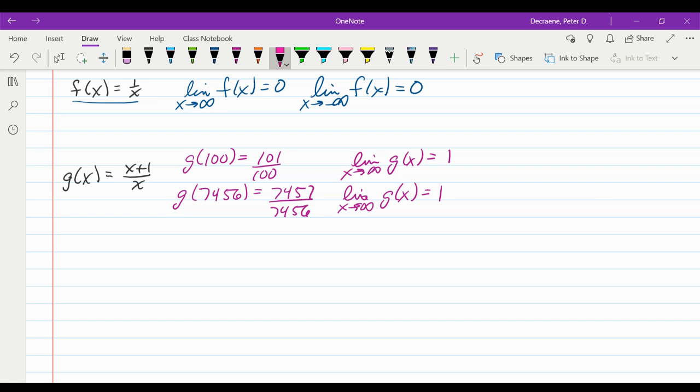Hi everybody. In the last video we talked about the limits on rational functions as x goes to infinity or negative infinity. This time we're going to talk about limits on rational functions as x goes to a particular number. So let's look at our function g of x equals (x plus 1) over x.